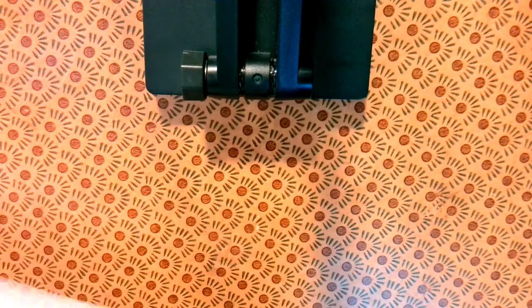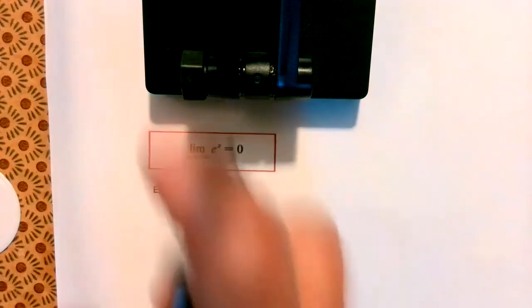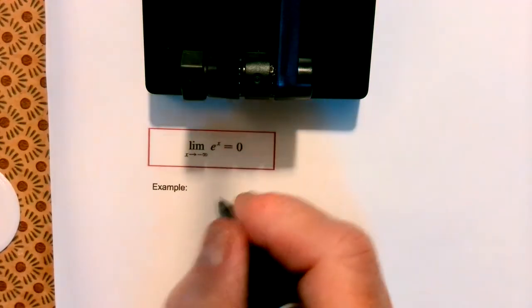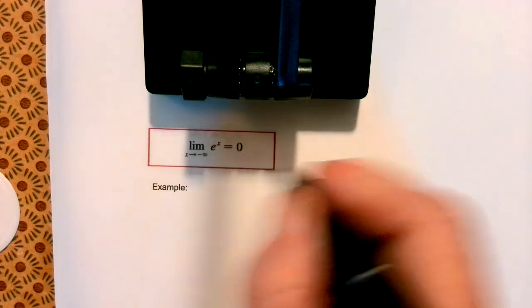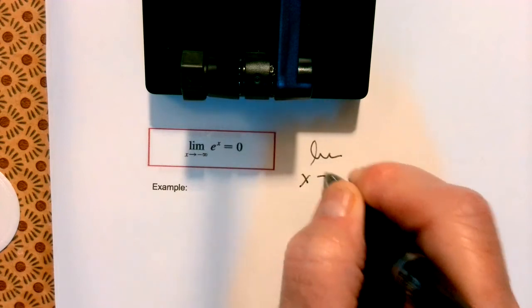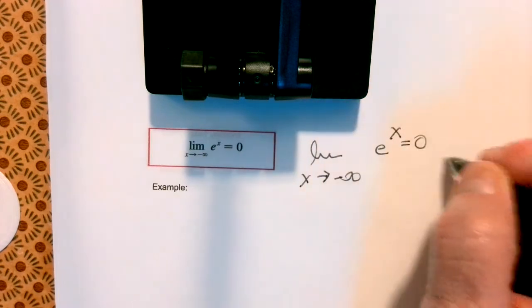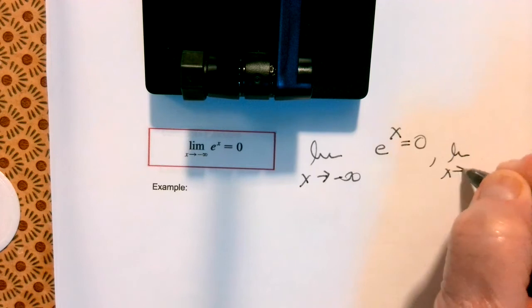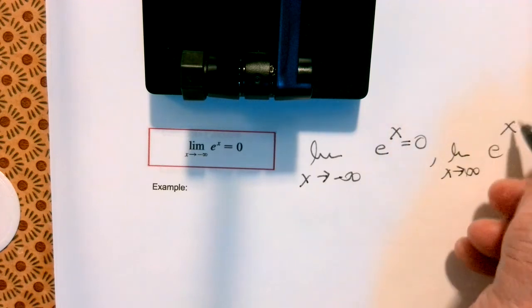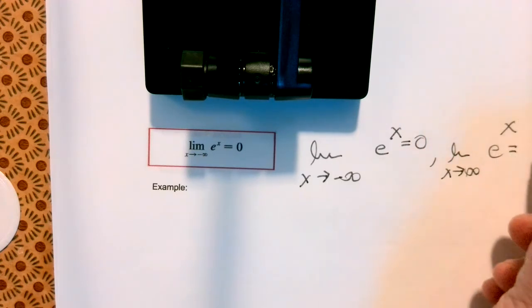Got another theorem. Maybe it's a definition. I'm not sure. But anyways, the limit as x goes to negative infinity, so let me just write it out again, of e to the x equals 0. Now, if you were talking about the limit as x goes to positive infinity, that would mean the exponent's getting bigger and bigger, and e to something getting bigger and bigger is going to get bigger and bigger. So that would be infinity.